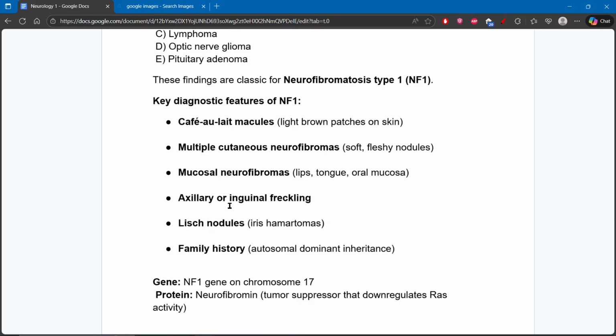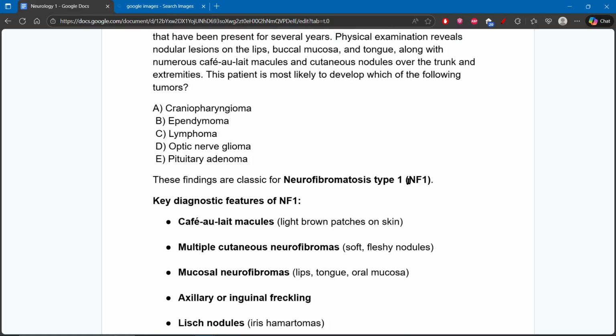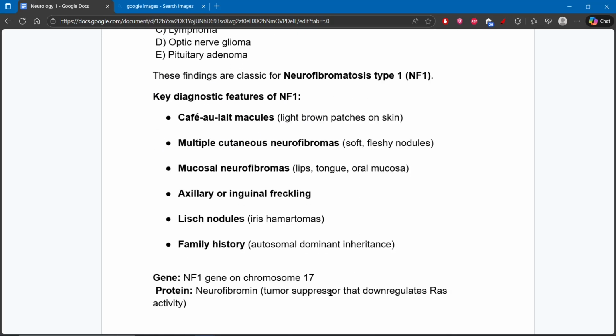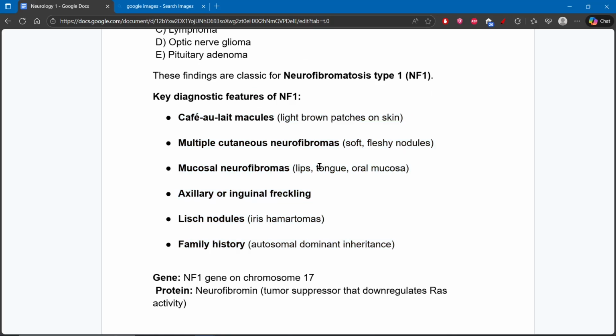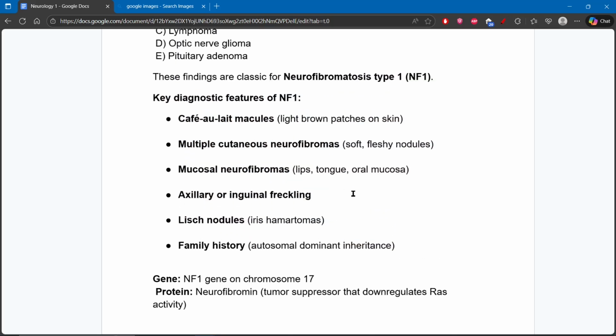And you also have inguinal or axillary freckling. You also have Lisch nodules, which are iris hamartomas. They are basically tumors that will be seen in the iris of the eye. And there may also be the family history present. So this constellation of findings is pointing towards neurofibromatosis type 1. Right? So basically we've identified the condition. Now we have to identify the associated answer with it. Now it is important that you must remember this constellation of findings. I have some pictures also to clarify it, but it is important that you know this constellation.